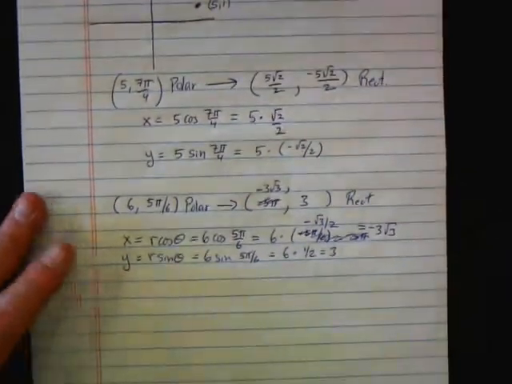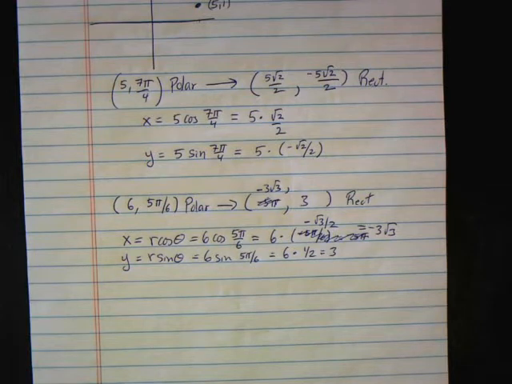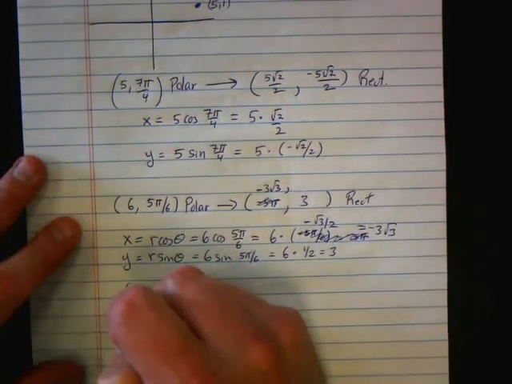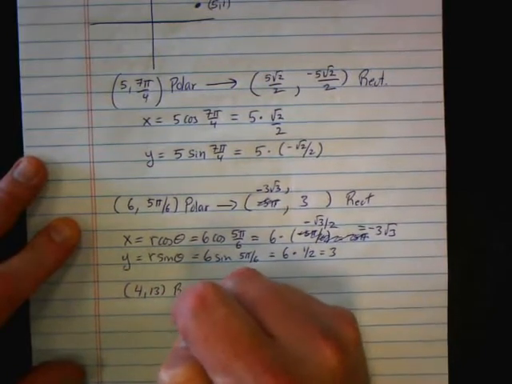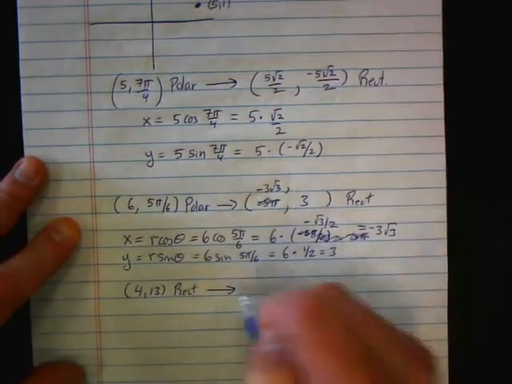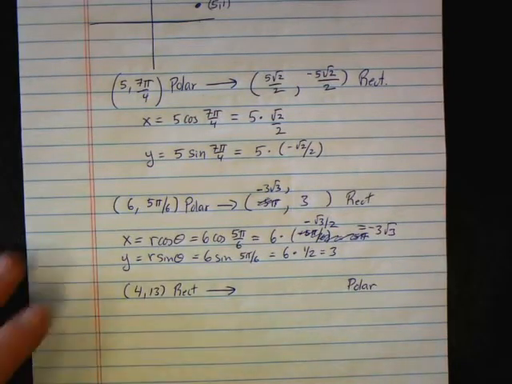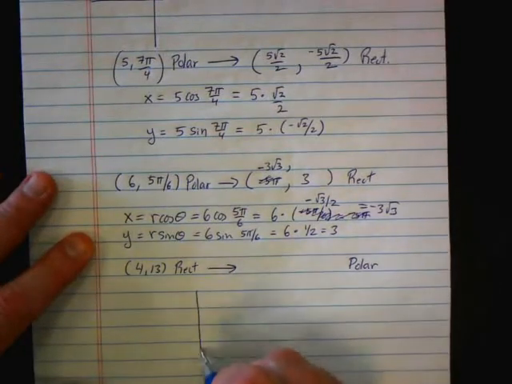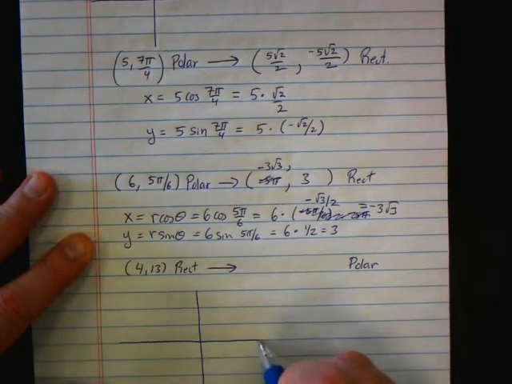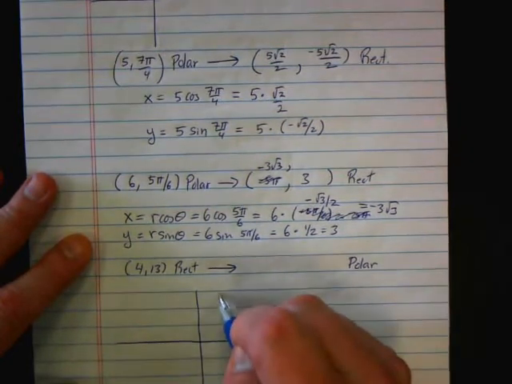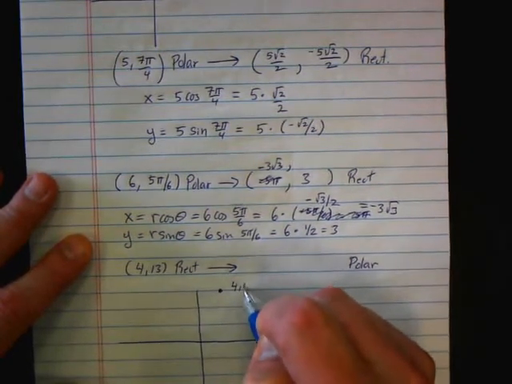All right, now give me a rectangular point. Anybody got a rectangular point they like a lot? Nobody has a nice rectangular point? 4, 13. 4 comma 13. That's in rectangular. I want you to convert it to polar. All right, well, I think it helps to draw a picture. You can see where we're going here. You gave me the point 4 comma 13. That's right there.